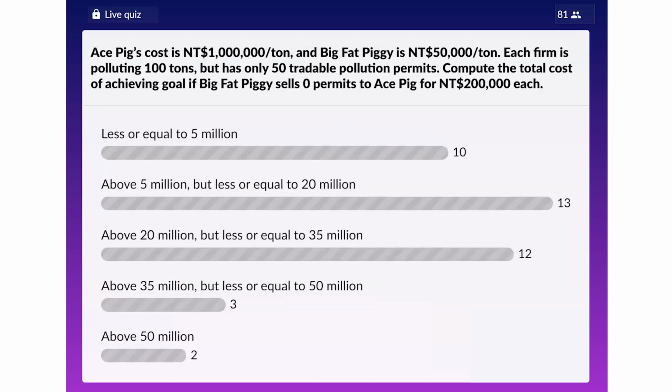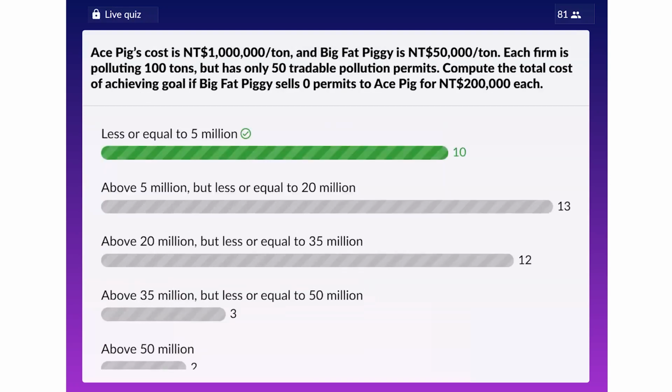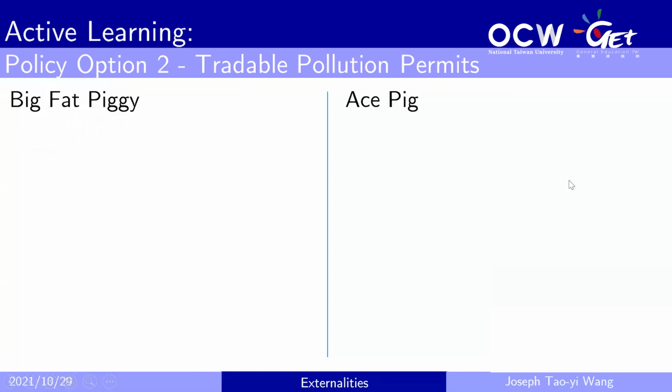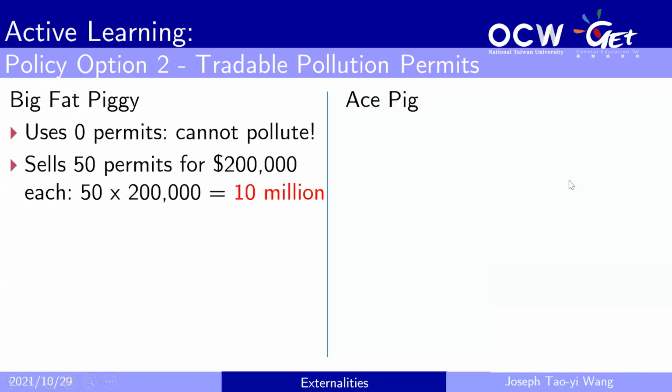Okay, and the answer is actually less than or equal to 5 million. Not everybody got this, so let's look at this. Big Fat Piggy uses 0 permits, so he cannot pollute at all. So you sell 50 permits for 200,000 NT dollars each. So 50 times $200,000, that's 10 million NT dollars. So he's going to gain $10 million for selling the permits.